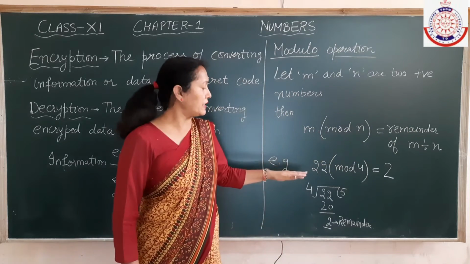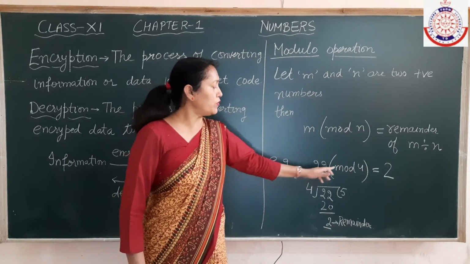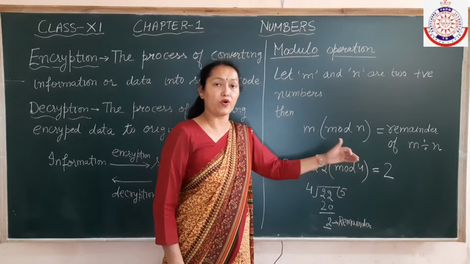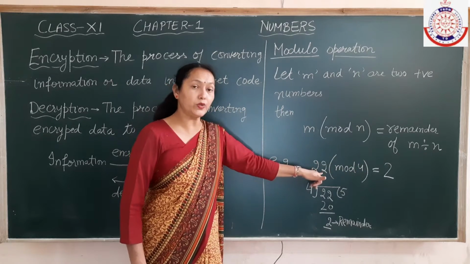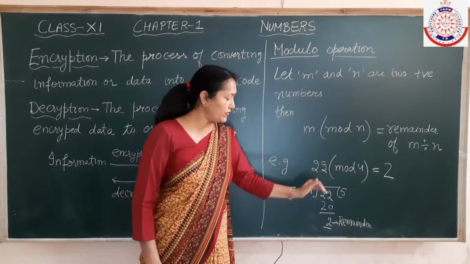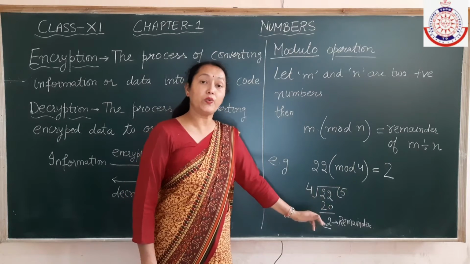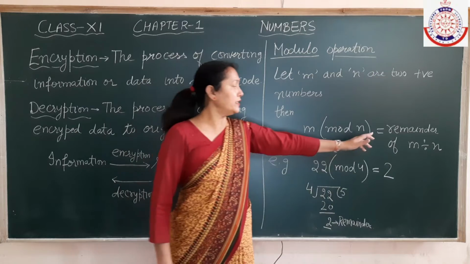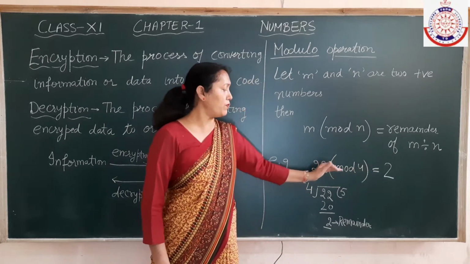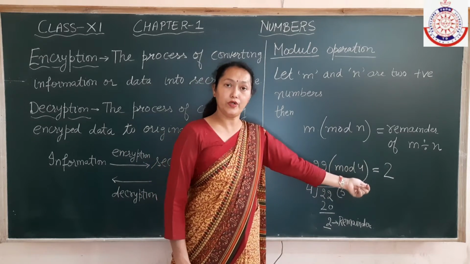For example, what does 22 mod 4 mean? We are dividing 22 by 4. When we divide 22 by 4, 4 fives are 20, and 2 is the remainder. So we write 2. So 22 mod 4 is equal to 2.